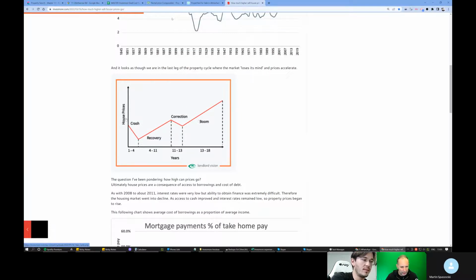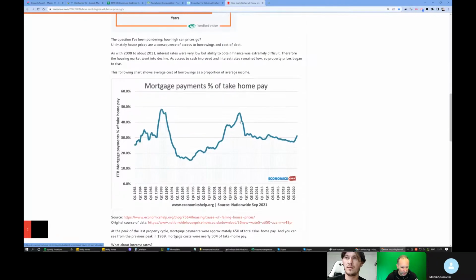In a cycle, you get a crash, then everything goes terribly wrong, and everyone says the world is over. And then you get a steady recovery, you get a correction. So this is 2008. This correction was 2017-ish. And then you get the boom phase, which is generally 3-4 years long.